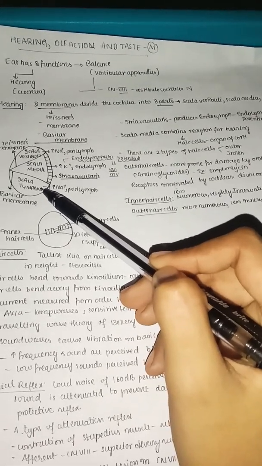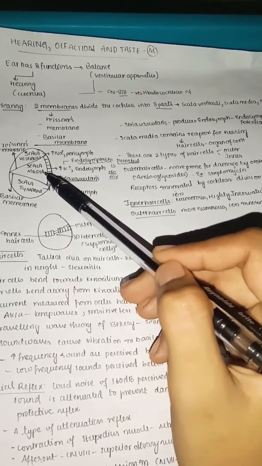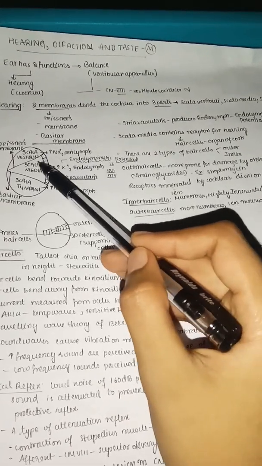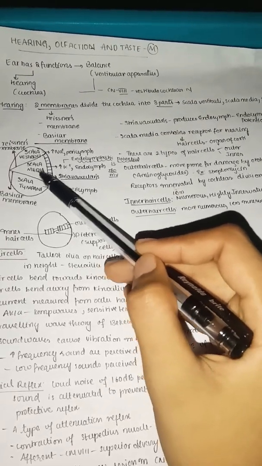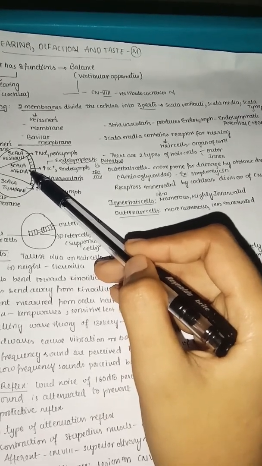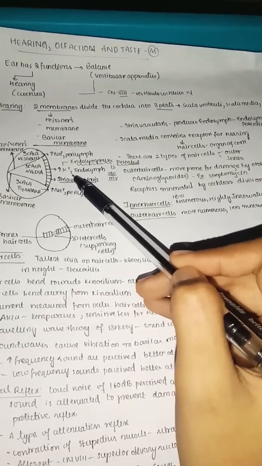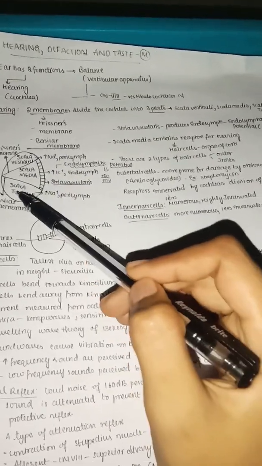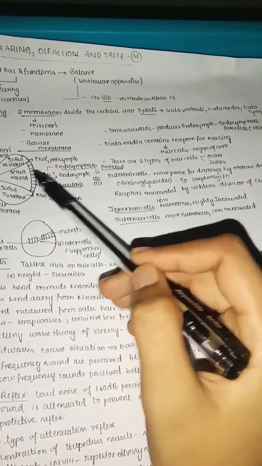Next, the stria vascularis. You can see here this is the stria vascularis, which is an extra lining for our scala media. This is mainly releasing the endolymph. So remember, endolymph is present in the scala media and perilymph is present in scala vestibuli and scala tympani. So what is this endolymph?